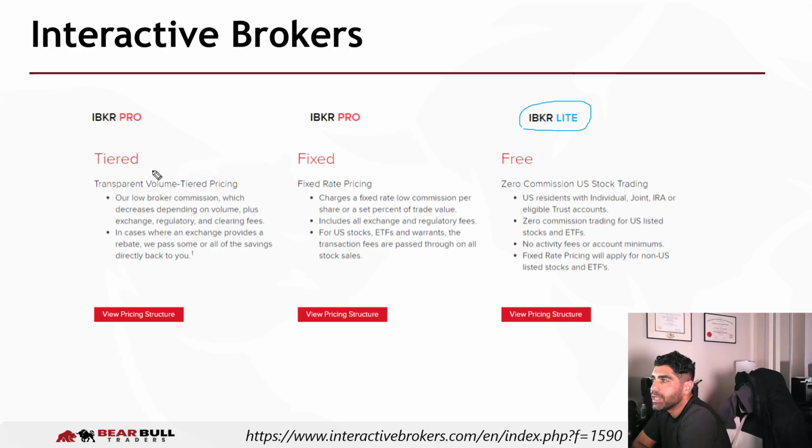There are two options that you can have: a fixed one and a tiered one. The tiered one is what you really want to look into when you become an active trader and you trade higher volume. The pricing on that goes cheaper and cheaper based on the volume that you're really trading.